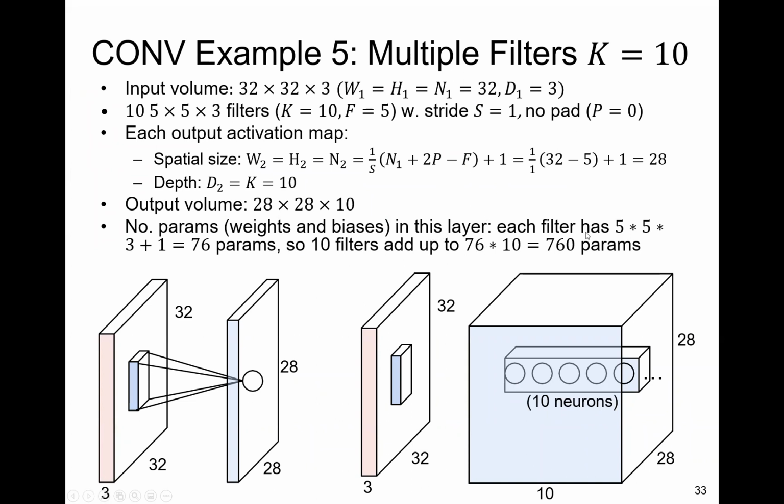So number of parameters. Each filter has 5 by 5 by 3 plus 1, that's the bias, so 76 parameters. So 10 filters, you have 760 parameters. The information is pretty repetitive. The point is that you should be able to do the math, do the arithmetic. If I give you the filter size and input volume size, you should be able to get the output volume size.